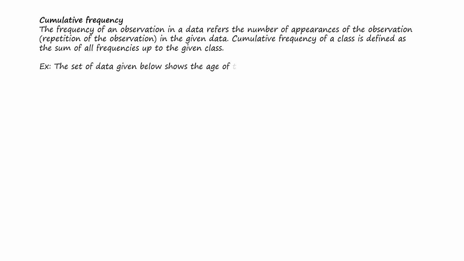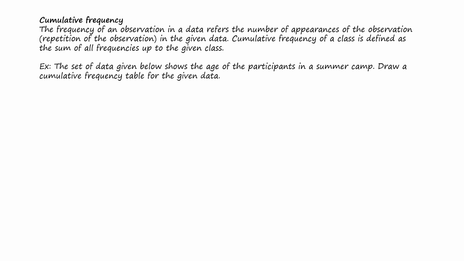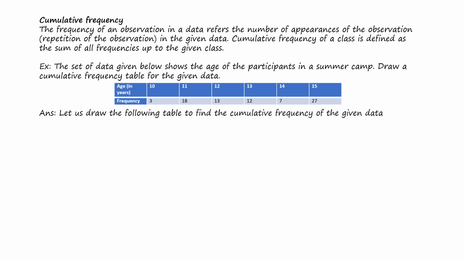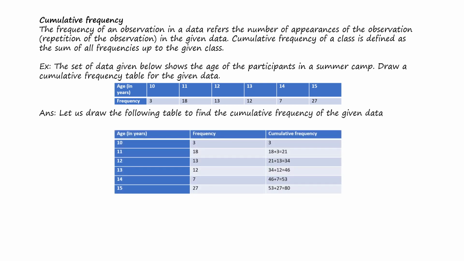For example, the set of the data given below shows the age of the participants in a summer camp. Draw the cumulative frequency of the frequency table of the given data. And the table is given here. Let us draw the following table to find the cumulative frequency of the given data. That means here the cumulative frequency for the first one is 3.